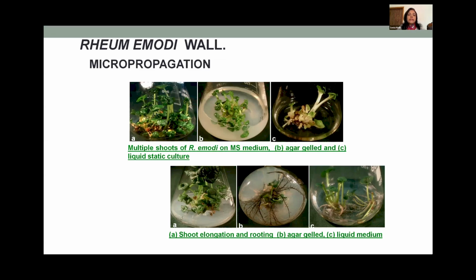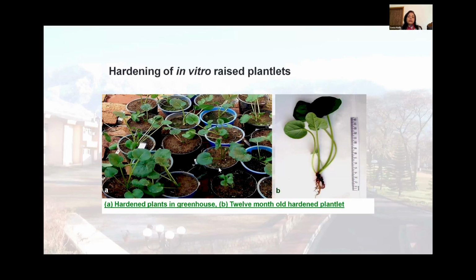Here also, first we tried to standardize the micropropagation protocol. We initiated the cultures using shoot buds, and here you can see the healthy shoots growing in the agar gelled media. This is the agar gelled media, and this is the liquid media. This is also liquid media. The difference between these is that this liquid media is static, and this one is on a shake flask culture. And here you can see the healthy shoots, then the rooted plantlet, and then transfer of these plantlets to the greenhouse, then to the field conditions. And this is the plant as we obtained after the micropropagation.